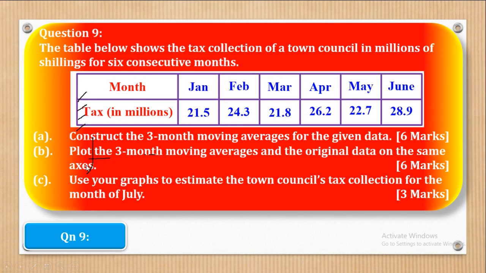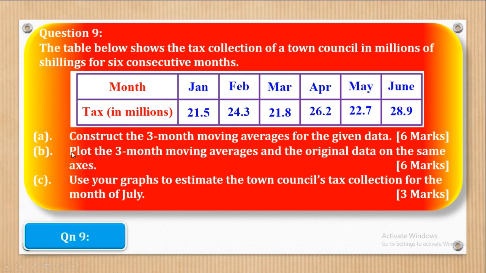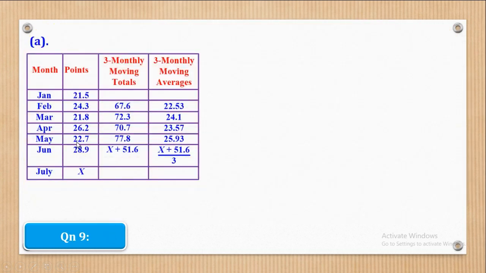Now let us go to part B. Part B says plot the 3-month moving averages and the original data on the same axis. Note that word same axis, and give it 6 marks. Let us see how these 6 marks can be got.